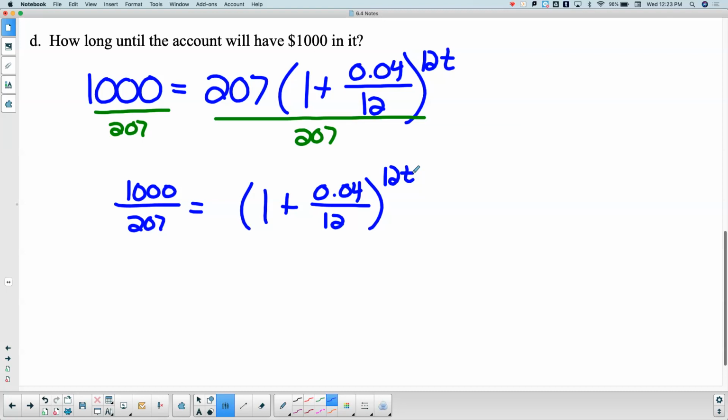Now I can switch forms because now I got it isolated. So it would be what? When I switch it, log of... we need a base first. The log base (1 plus 0.04 divided by 12) of 1,000 divided by 207 equals 12t.